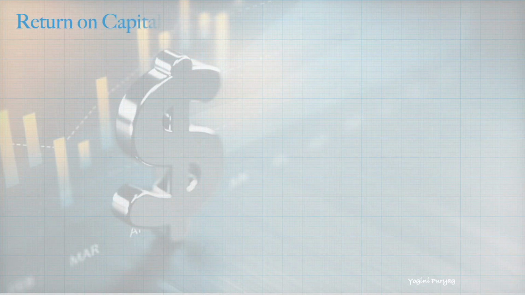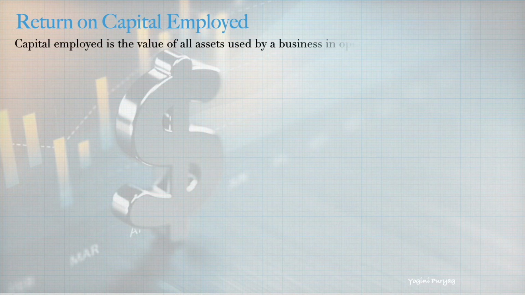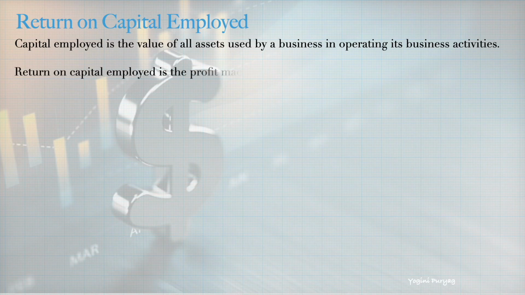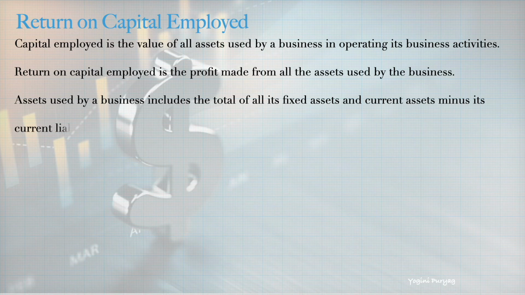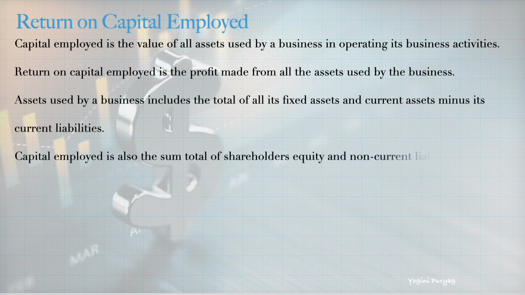Return on capital employed. Capital employed is the value of all assets used by a business in operating its business activities. Return on capital employed is the profit made from all the assets used by the business. Assets used by a business include the total of all its fixed assets and current assets minus its current liabilities. Capital employed is also the sum total of shareholders' equity and non-current liabilities.